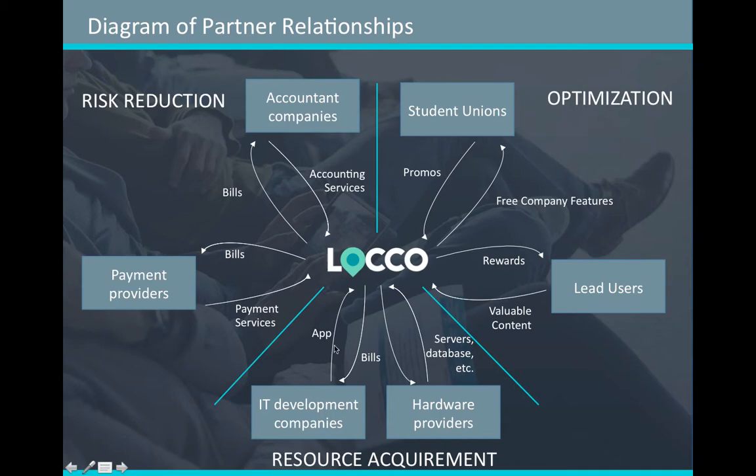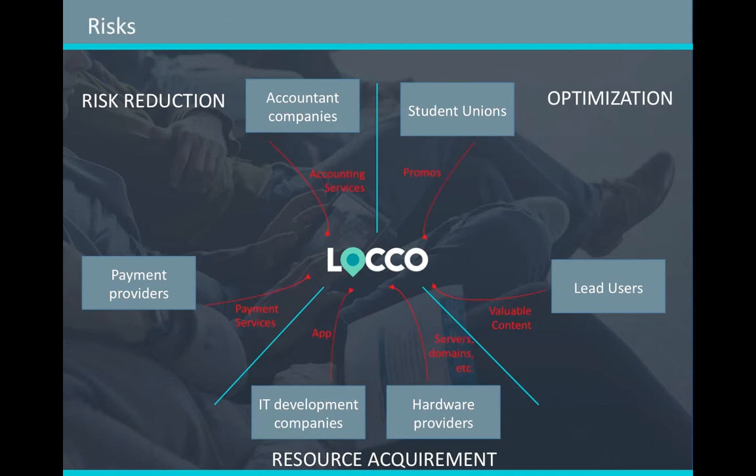Then for the IT development companies, of course we can just give them money and they give us the app. The hardware providers work the same. We give them money and they give us access to some good servers, databases, etc. Last of all, the risk reduction companies. Firstly, the accountant companies. We will need some of their services, and so we will have to bill them as well. And payment providers work the same. We need some services to get the payments.